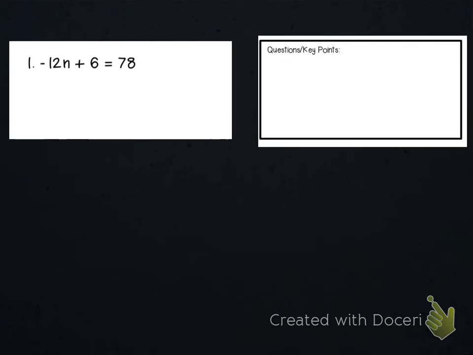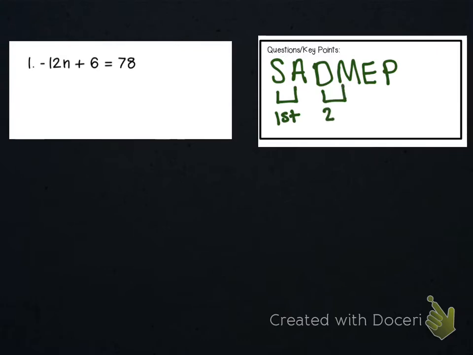Now that we have graduated from expressions to equations, we are going to do what we call SAD-MEP. Anybody recognize that? That's right. It is PEMDAS backwards. So because we're undoing it, we are going PEMDAS backwards and we get SAD-MEP. So let's try our first equation.